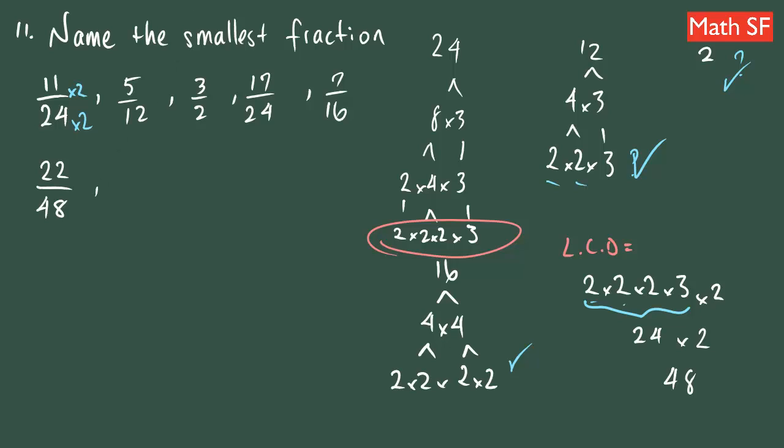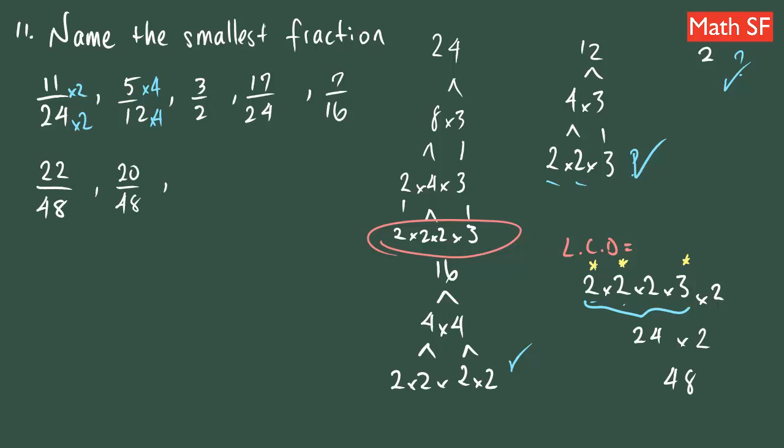Then I will write this 12. 12 times what will give me 48? Now, one of the techniques that we learned earlier was that if the 12 is made out of a 2 times 2 times 3, if I cross out a 2 and a 3, I'm left with a 2 and another 2, which, 2 times 2 makes 4. So 12 times 4 makes 48. So I must multiply this by 4 and times 4. So 5 times 4 is 20. So I have 20 over 48.